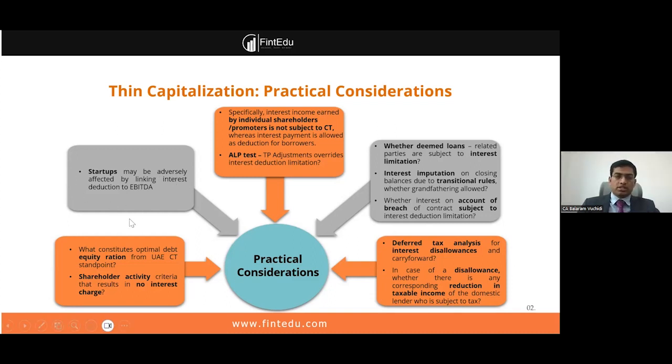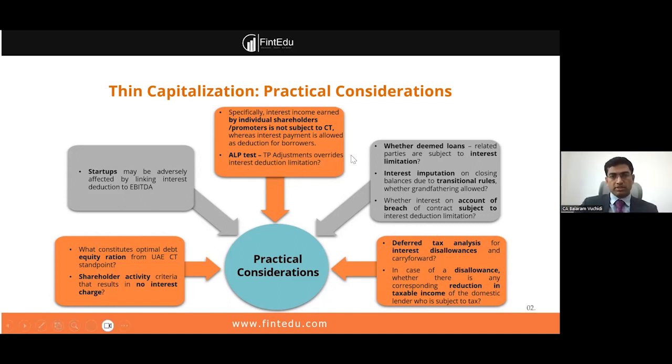The second challenge is for startups, as I mentioned in my previous slides. Startups may have less profit initially, whereas the investment or funds requirement will be more initially, and whereby the interest amount paid will be higher. So if you look at that 30% EBITDA computation, the limit will be lower, but the interest amount payable will be higher. So they will be at a disadvantage, having less amount deductible for computation of tax. So this is one challenging area that will have issues.